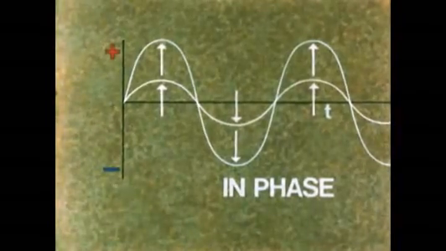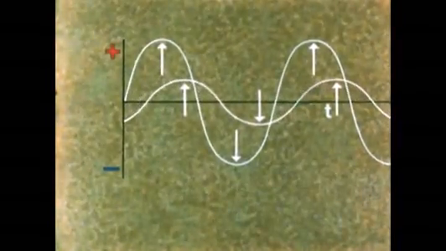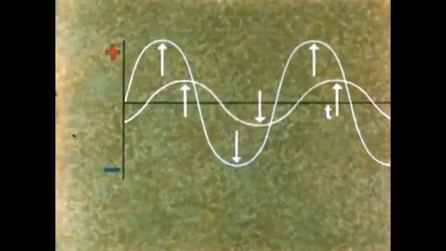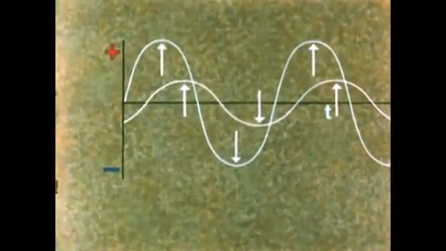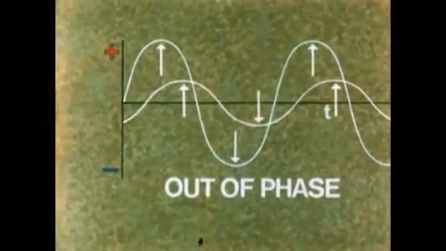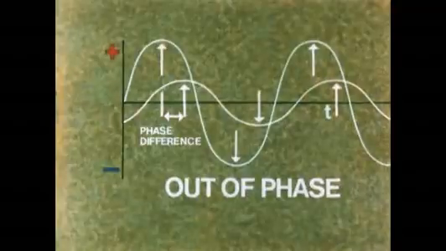Now, suppose that one waveform is shifted to the right, so that the zero values and peak values no longer occur at the same time. The two AC waveforms are said to be out of phase, and the difference between them is called the phase difference.